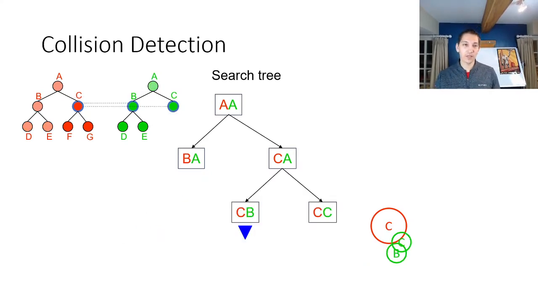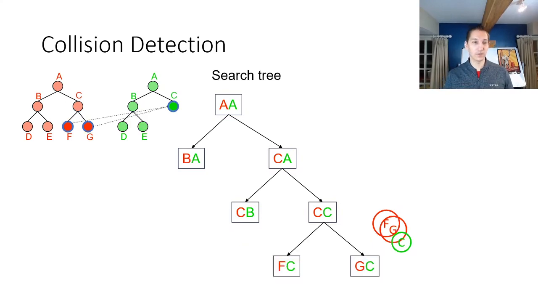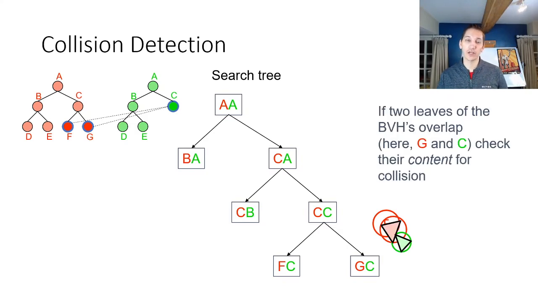So now we can, for example, break the green A into its subcomponents here, and we can then prune CB from consideration. Then we can finally break C open, and we're now down at leaves of the tree. If we find that these two leaf bounding volumes actually intersect, we can start to check the underlying geometry within those bounding volumes. We're checking the content for collision.